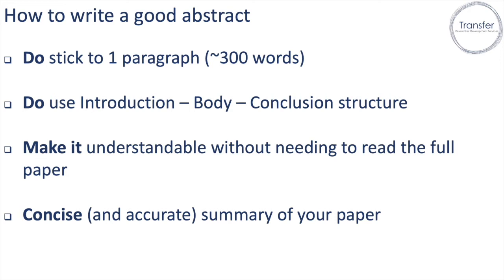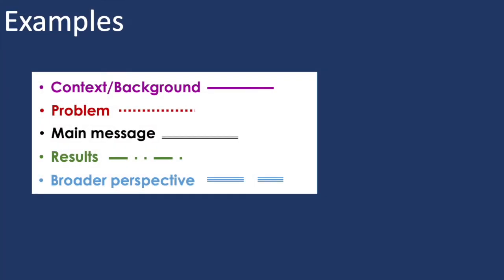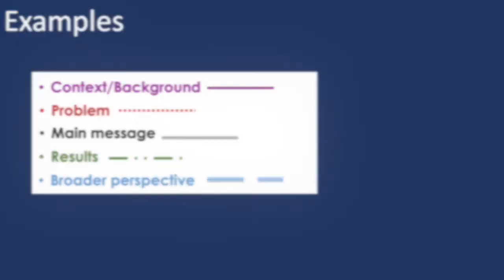Make sure the abstract is a good representation of your paper and it can be understood without needing to read the full paper, because this will help the reader to make a decision. And make sure your abstract is a concise and accurate summary of your paper, which is again why I recommend you write the abstract at the end. So let's look at some of the papers we have been using throughout this video series. Here we'll be looking at context and background, the problem, the main message, results, and the broader perspective or impact.